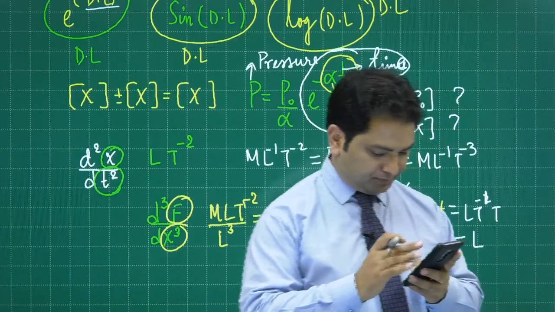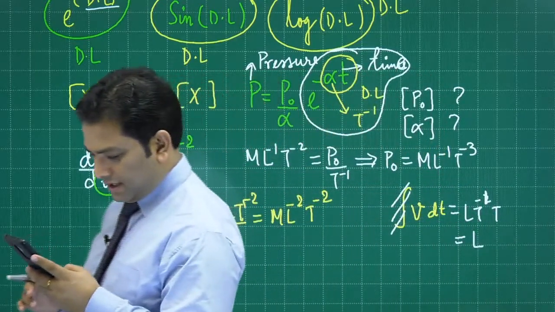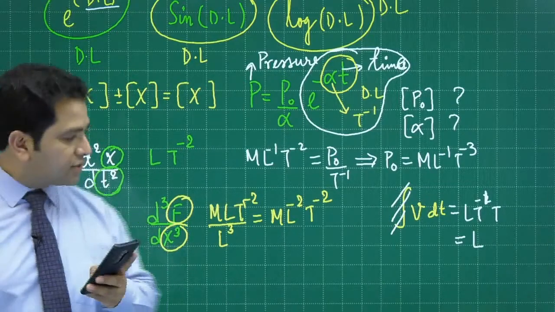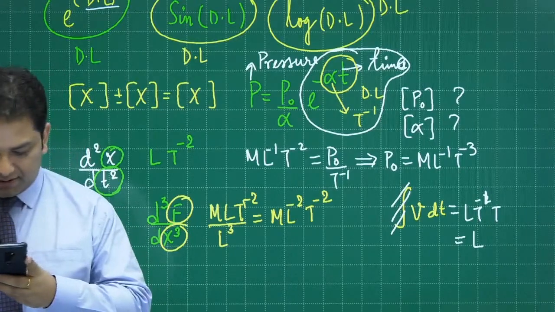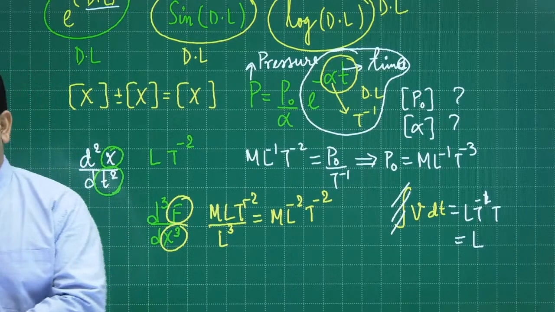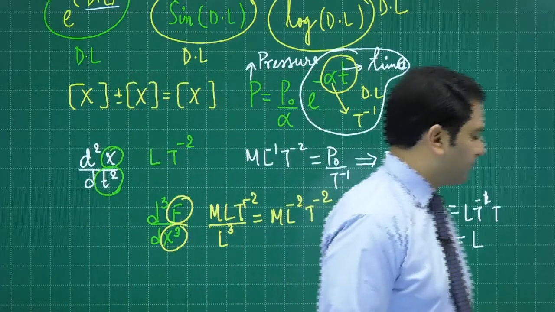All right. Thank you, Shubham Mathur. Thank you very much. Okay, ML minus 2, T minus 2. Great, great, Annie. That's very appreciable. Wonderful.